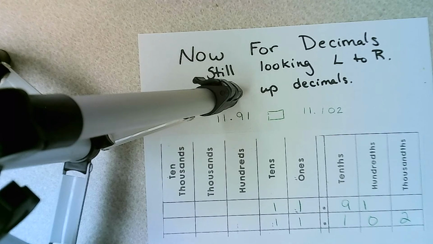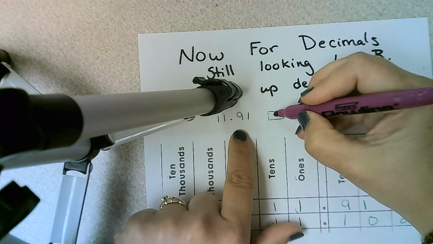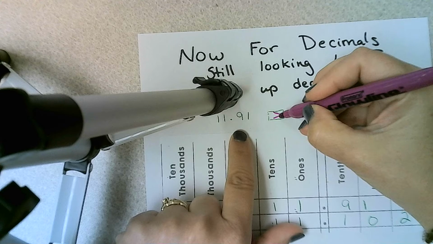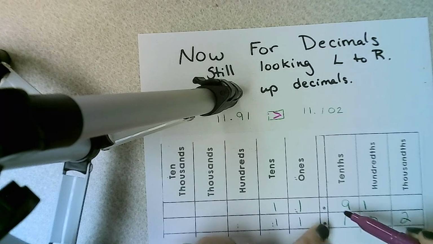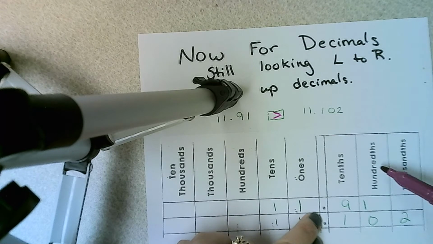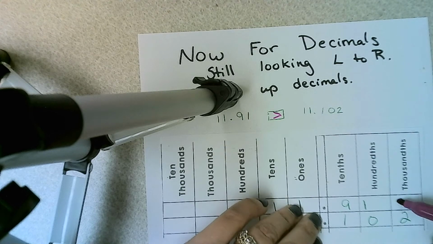Okay, going left to right, 1 and 1 is the same. 1 and 1 is the same. But 9 and 1 is the first numbers that are different. 9 is greater than 1. So in fact, it is greater than. The reason is this is 102 pieces of thousandths. This is 91 pieces the size of hundredths. That's comparing apples to oranges. To compare apples to apples, you have to make them have the same amount of decimal places.